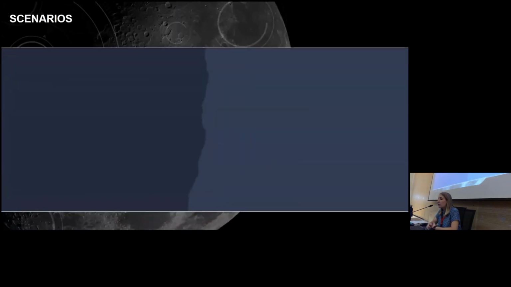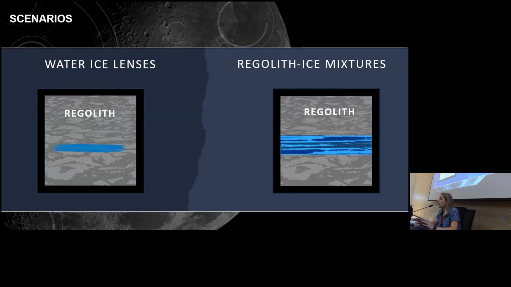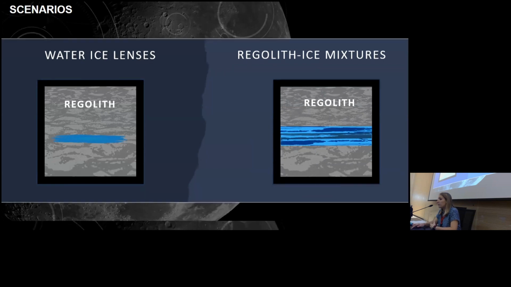So in this work, we are trying to address two different scenarios about the form of water ice we can find buried within the dry regolith. The first scenario is, of course, water ice lenses or water ice layers, so a massive layer of pure water ice buried within the dry regolith. And in the second case, we have regolith ice mixtures, which is basically regolith completely saturated with liquid water, then frozen, and this frozen layer is buried within the regolith.